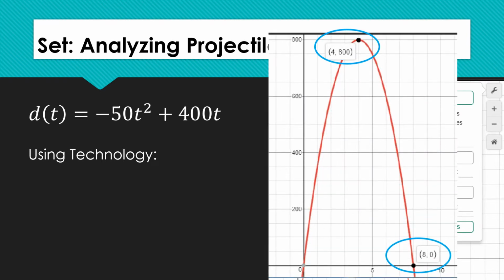When we input the function into our calculator or into Desmos, we can obtain lots of the features of the function. For instance, you can see here that we can clearly identify the vertex. In this case, it's a maximum, and which is located at the point 4, 800. We can also identify the x-intercepts, which are located at 0, 0, and 8, 0.